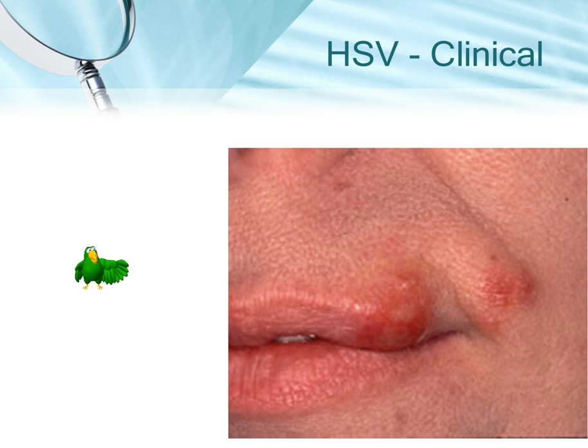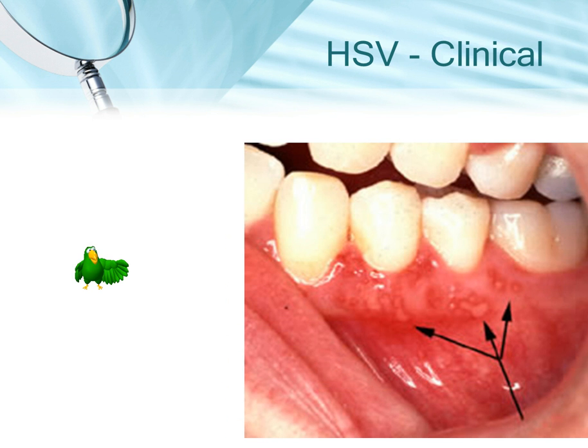Extraoral lesions are the most common. 90% of HSV lesions occur extraorally. Intraoral lesions can also be found in 10% of the HSV cases. The most common locations for intraoral lesions to be found are on the attached gingiva and hard palate.